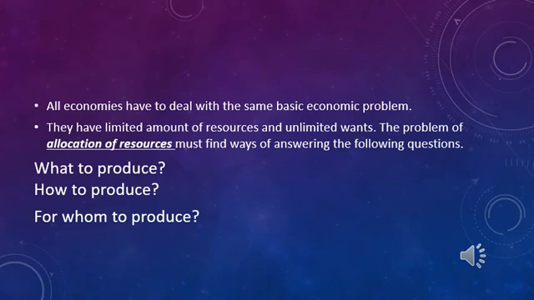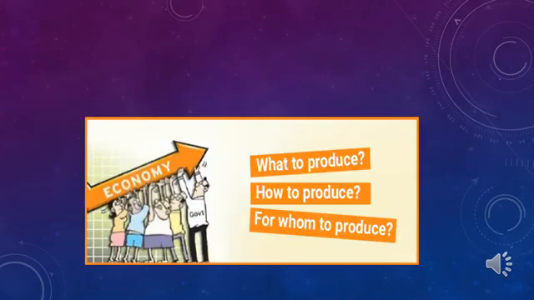The problem of allocation of resources must find ways of answering the following questions. What to produce? How to produce? For whom to produce? Allocation of resources means the allotment or the distribution of resources. Dear students, you can see on your screens. In this picture it is clearly shown that the economy must know the answers of these three questions.